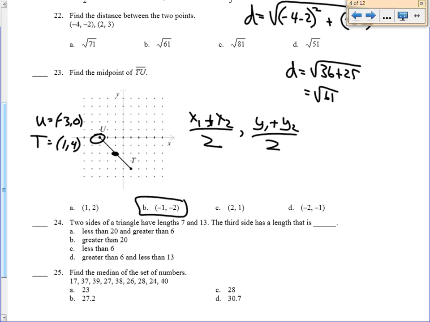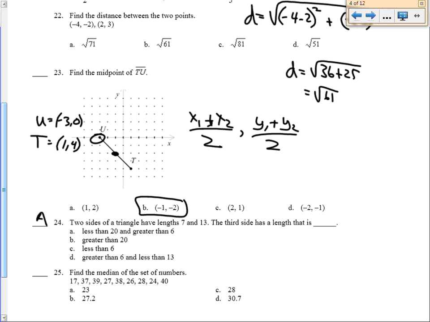You subtract them. So this thing right here, number 24, says 2 sides of a triangle have lengths of 7 and 13. The third side has a length that is greater than 6, but less than 20. Where in the world did I get greater than 6 from? 13 minus 7 is 6. Well, the way this is laid out, answer A actually says it the other way. It says less than 20 and greater than 6.